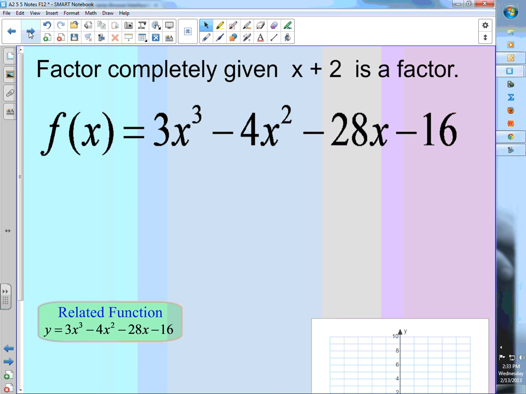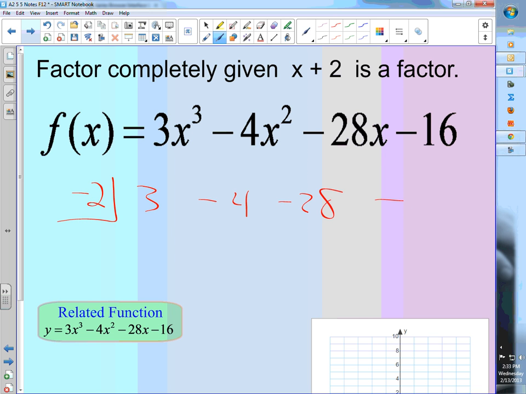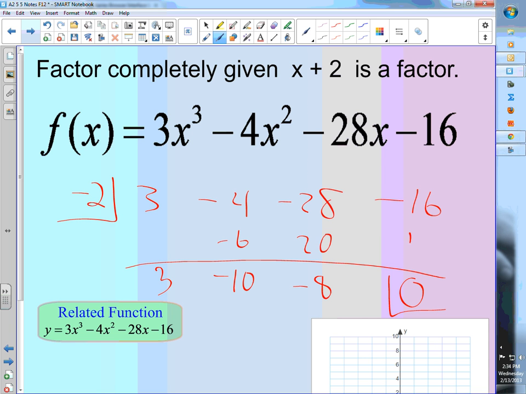The same is going to be true if you know that this is a factor, and you look at this, you say, okay, can I factor by grouping? Yeah, maybe. Sometimes you can, sometimes you can't. But if x plus 2 is a factor, when you synthetically divide, you had better get a remainder of 0. And when you do this, you get the remainder of 0. This is your other factor. And in this case, it is a quadratic.